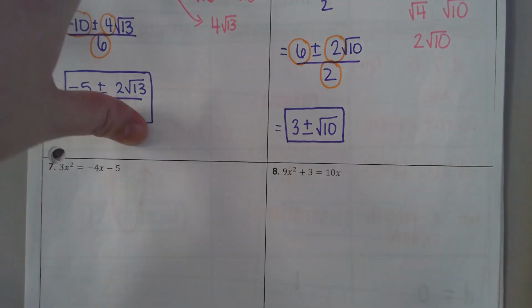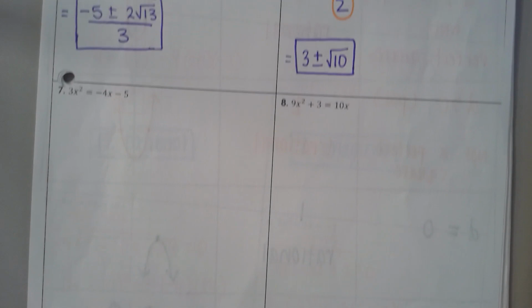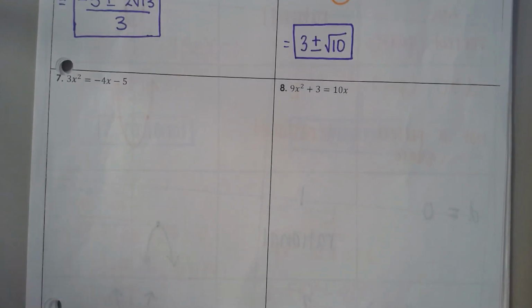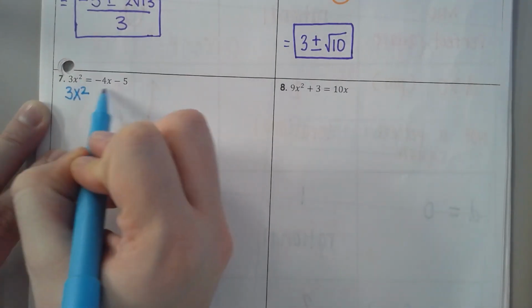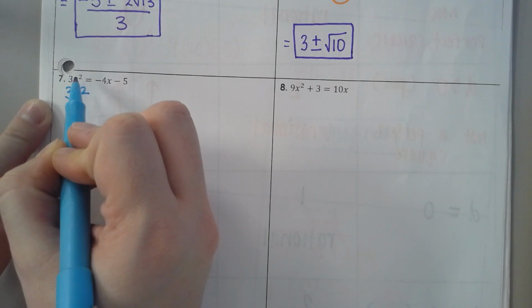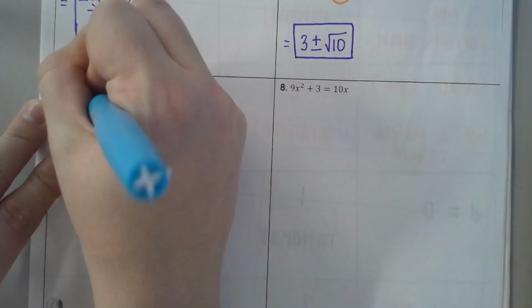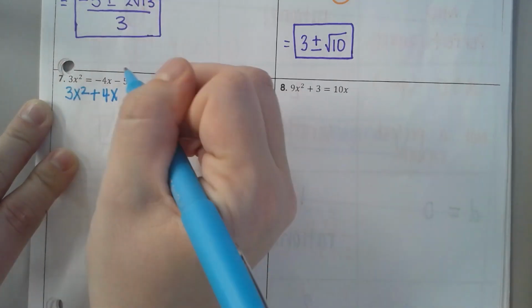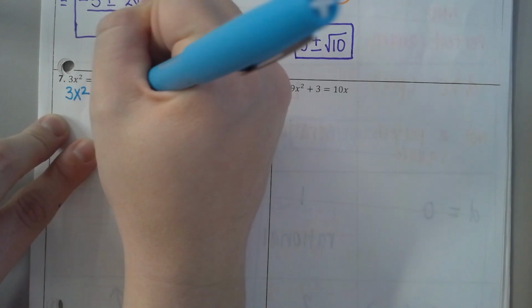All right, number 7. What's the problem with number 7? It is not equal to 0. So, we've got 3x squared. We need to bring this negative 4x over. So when I bring it over, it becomes a plus 4x. And then the negative 5, when I bring that over, it becomes plus 5.